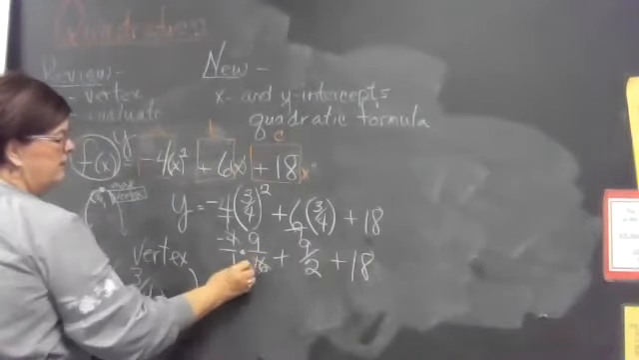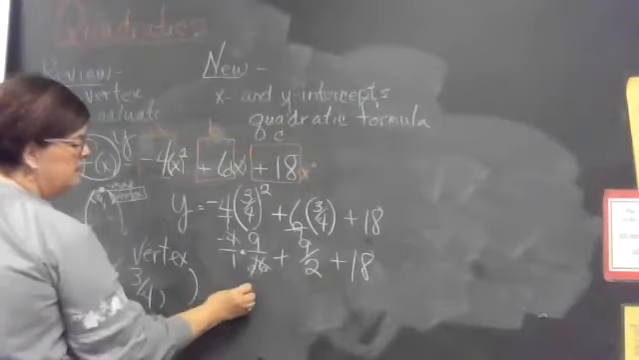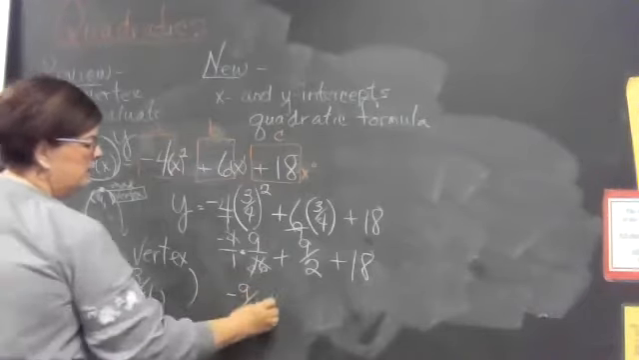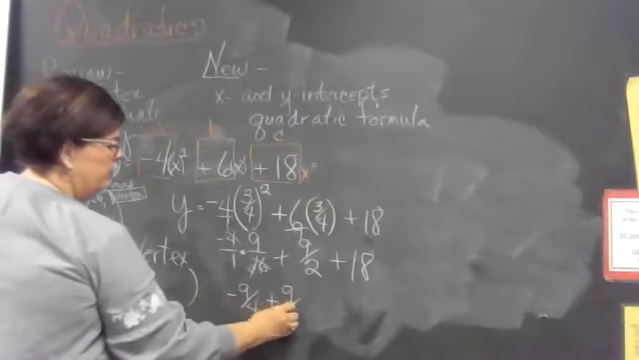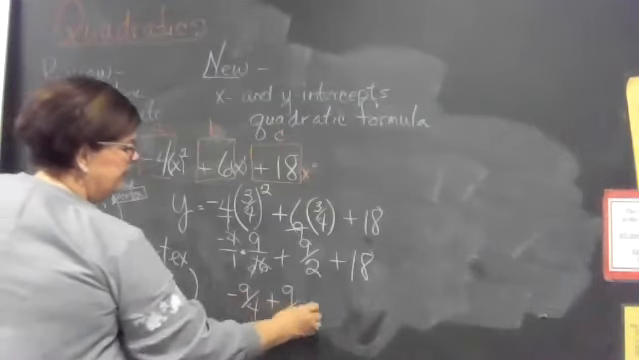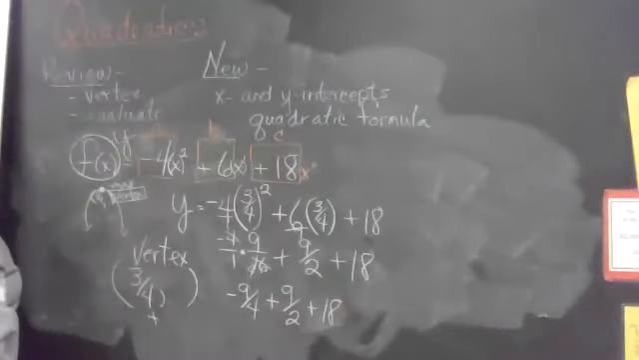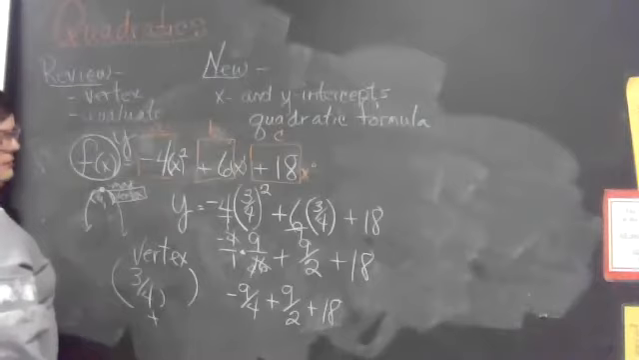So now we have -9/4 plus 9/2 plus 18. If we put that in our calculator, let me see.